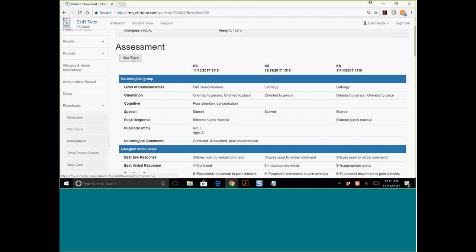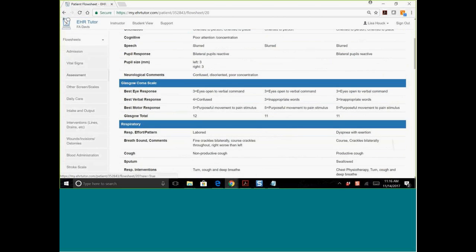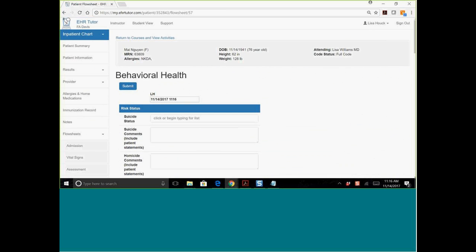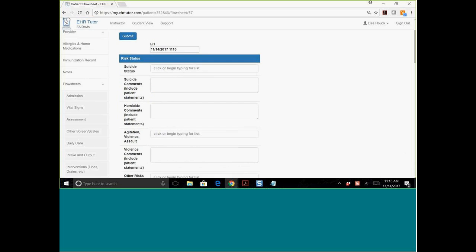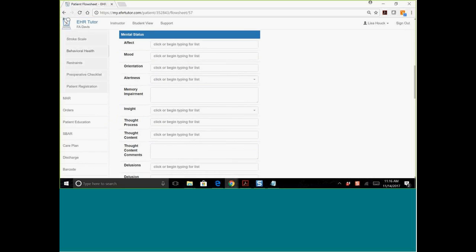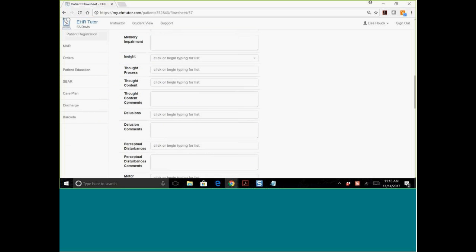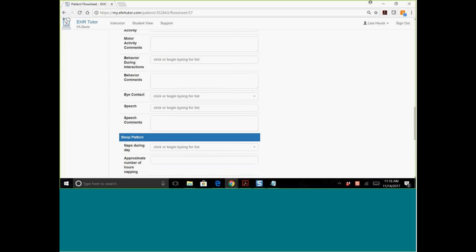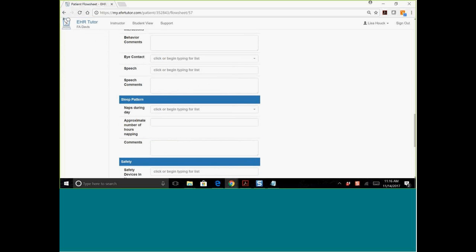evaluation. To chart, again, remember, it's just the new entry button, and then they can go through and do their charting. I do want to show you at the bottom here, we also have a behavioral health assessment flow sheet. I'll open this for you, and you'll see we have our risk status here, mental status. Trying to go a little slower here since this is kind of your focus. Sleep patterns. Notice everything has comments.